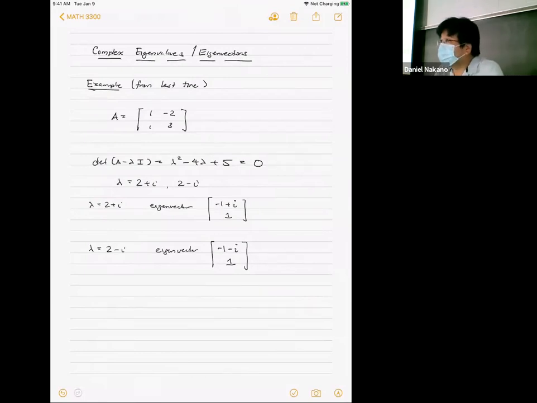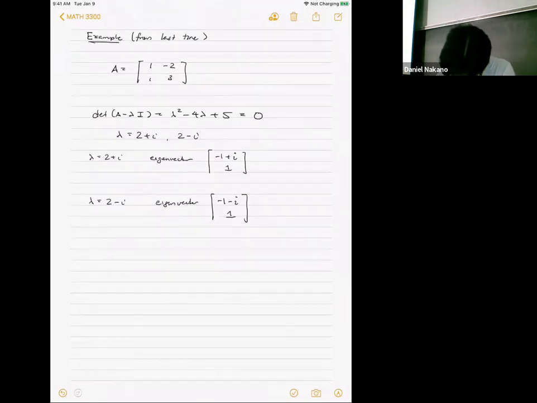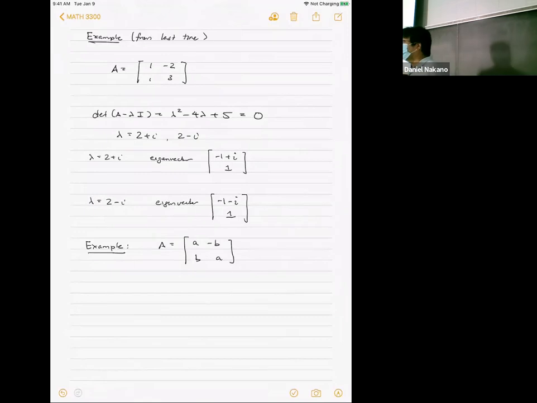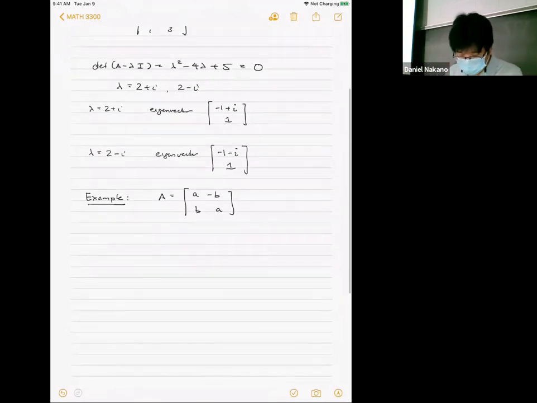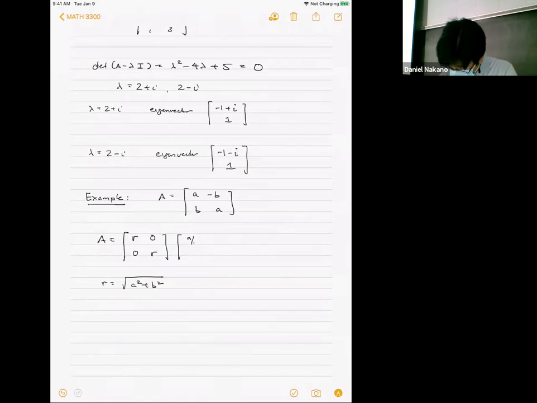Then we looked at certain types of matrices which have complex eigenvalues. Here's another example that we looked at, which was slightly more general. A was a matrix that is skew symmetric: a, -b, b, a. We saw that A can be written as the matrix r, 0, 0, r, where r is the square root of a squared plus b squared, times the matrix a over r, -b over r, b over r, a over r.